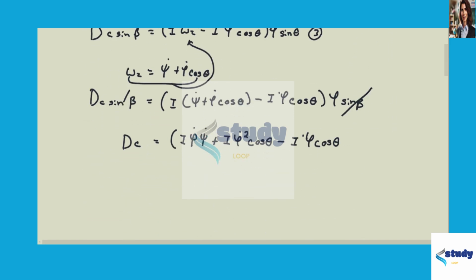So since I'm replacing that, there we go. And this actually cancels out with that. And that's what I was trying to figure out. Okay. Fix that. And I'm just going to do this. And here we have dc equals I phi minus I inertia phi squared cosine theta. Okay.